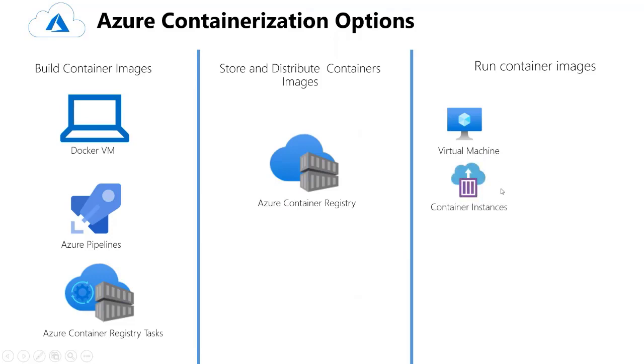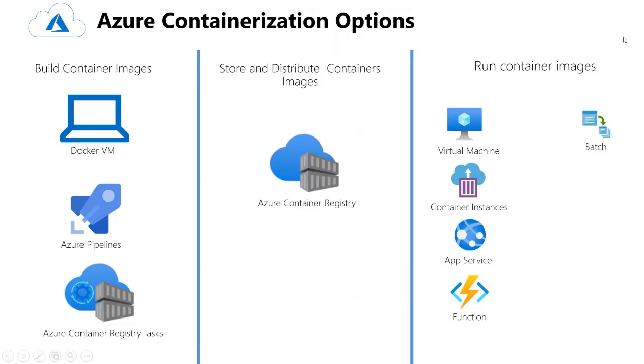But we also have platform services like Container Instances. We have platform services like App Service, Azure Functions, and Azure Batch. These are all services that allow us to run our containerized applications using platform services. And this is something that Microsoft is rolling out to more and more services in Azure.